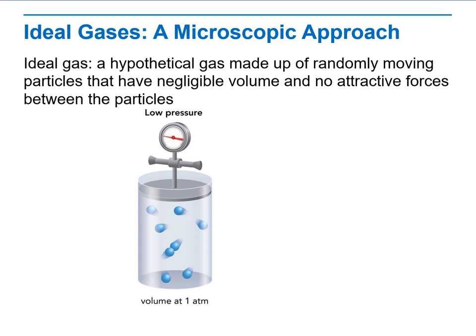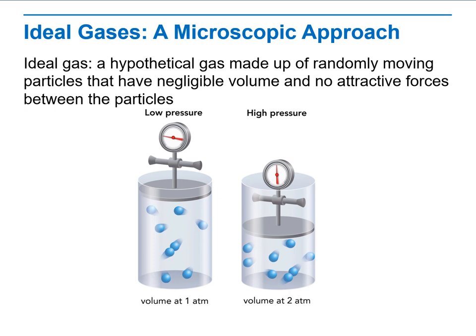Use the model to explain how the particles' interaction determines the pressure. How can you increase the pressure of a gas? By what? By decreasing the volume. Decreasing the volume while the temperature stays the same, what happens? The volume is decreasing. So when I say the volume, we have pressure and volume. We have many components or elements to differentiate between.